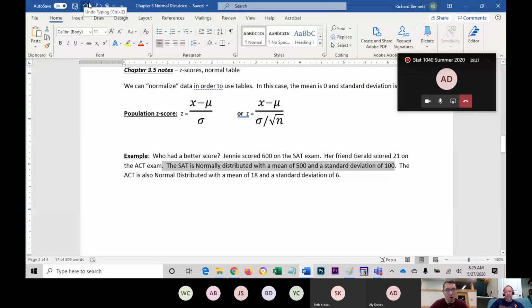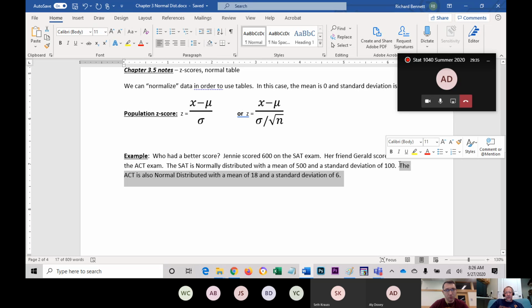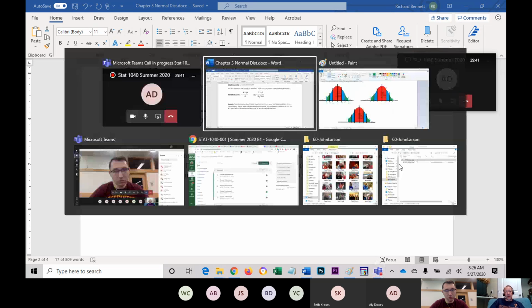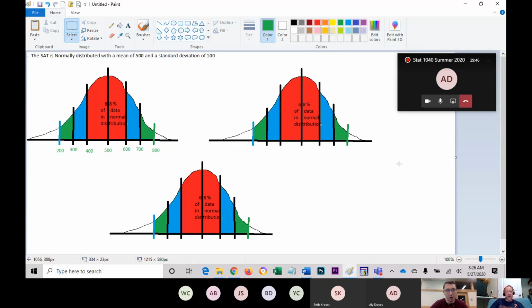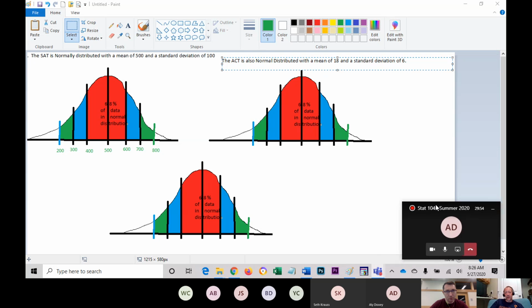Now, we also know that the ACT is normally distributed with a mean of 18 and a standard deviation of 6. So what I could do here, I'm going to copy this. I'm going to paste this. We're going to do the same thing over here with the ACT scores.